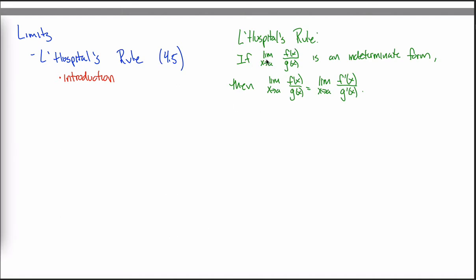It says that if you're evaluating a limit, and the limit is of this form, so f of x over g of x, I'll make that more clear as we go on. And that happens to be what's called an indeterminate form. So if you have an indeterminate form, and you're probably wondering what is an indeterminate form, I'm going to save that for now.